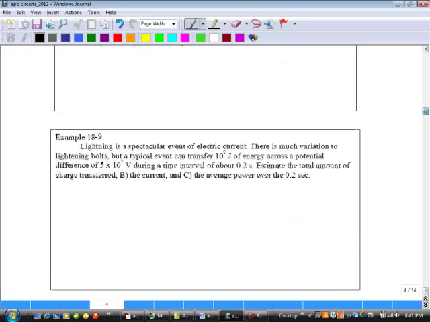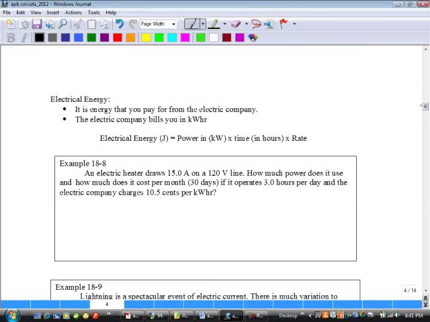Last little bit, just about done. The electrical energy. Electrical energy is the energy that you pay for from the electric company. The rate is given in kilowatt hours. And so to calculate electrical energy cost, if I want to know how much it costs, I'm going to take my power, but notice my units of power need to be in kilowatts. I'm going to multiply it by my time, which is in hours, as well as the rate provided by the power company.